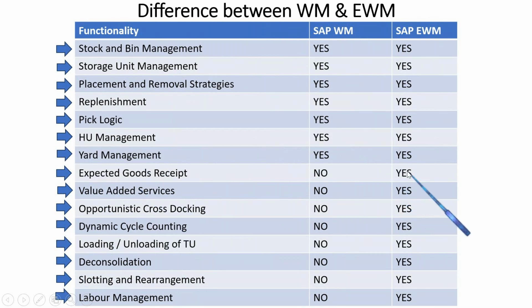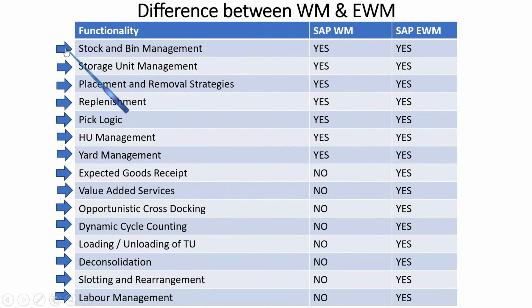There are a lot of other functionalities. To understand this, I figured out some things and made a slide over this. With the help of this terminology, we are not only going to understand the differences, but also what all the warehouse processes are. So the first thing is stock and bin management, and it is present both in WM and EWM.